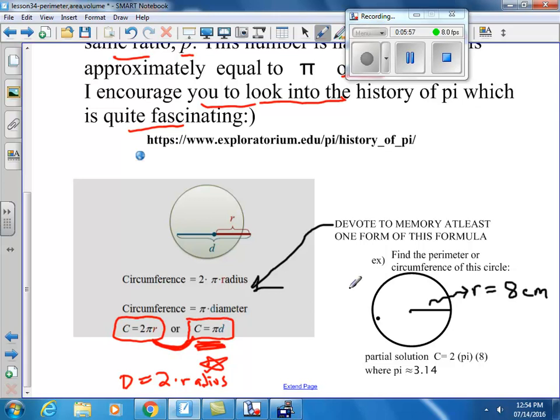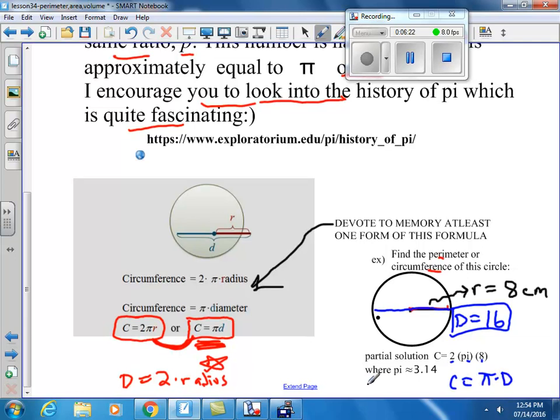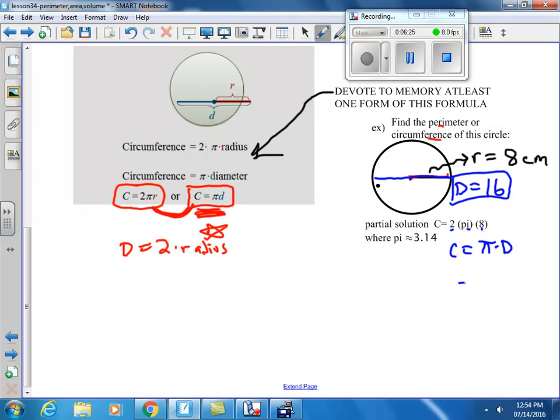So let's dive into this example. Find the perimeter, which means the circumference, of this circle. Well, if I know from here to here is 8, then I know the whole way across is 16. So note to self, diameter is 16. So I can use the 2 pi r formula, or I just want to note to self, I could use the pi d formula. Either way, I'm going to arrive at pi times 16, because even here, 2 times 8 is 16, and 16 times pi.